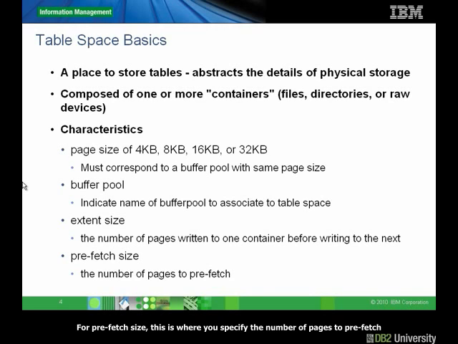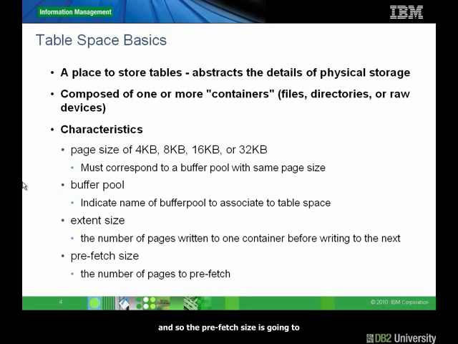And for prefetch size, this is where you specify the number of pages to prefetch. Prefetch means DB2 will be prefetching or moving more pages from disk to the buffer pool than you had requested. So DB2 will move more pages than you had requested from disk to the buffer pool, and it is done for performance reasons. DB2 anticipates that you will be using more of these pages, so that's why it's going to bring more to the buffer pool.